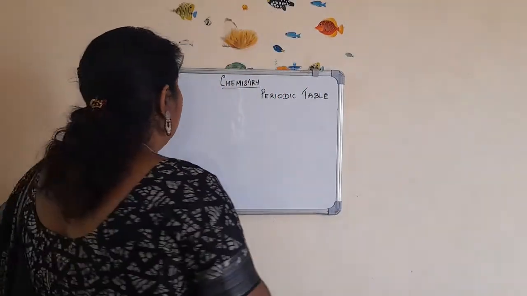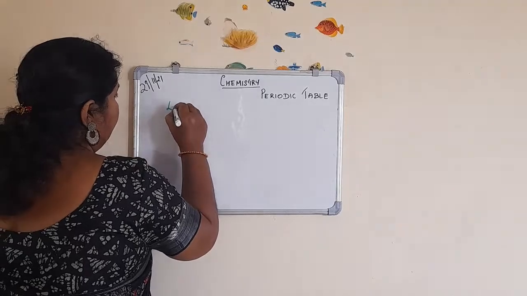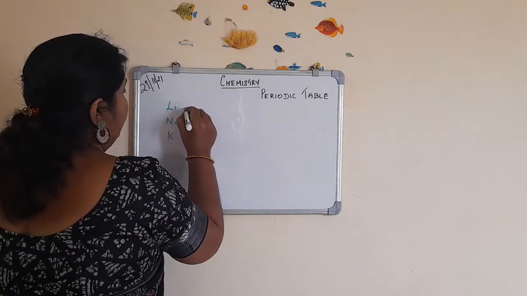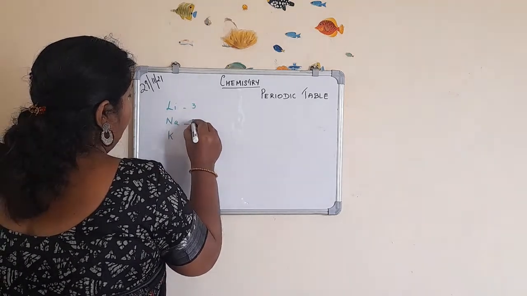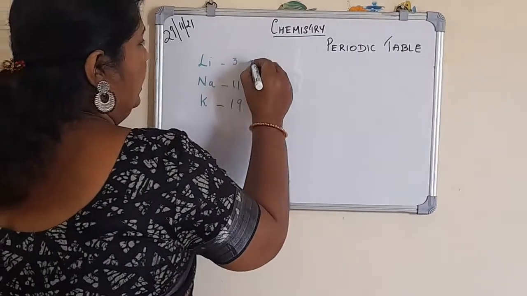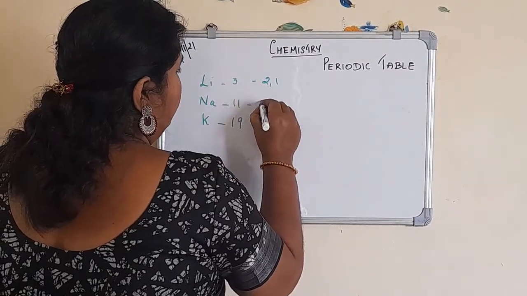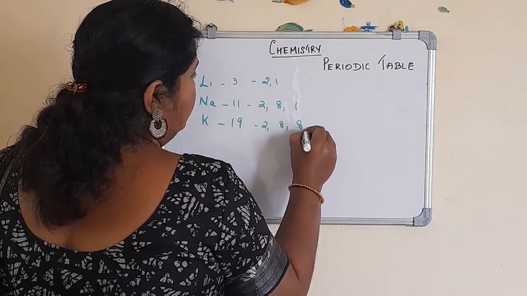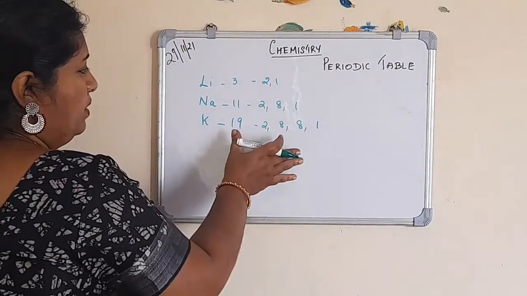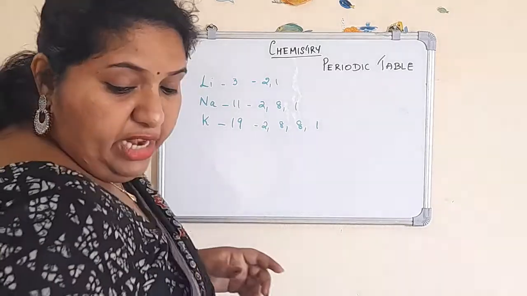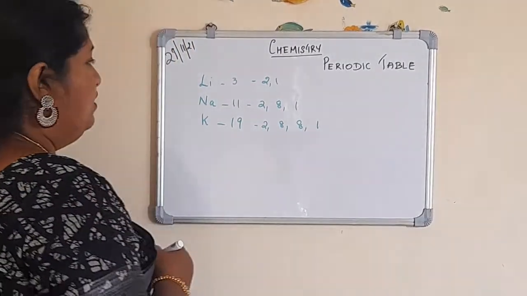I am going to write some elements here: lithium, sodium and potassium. As you all know, the atomic number of lithium is 3, sodium is 11 and potassium is 19. I am writing the electronic configuration here: 2, 1; 2, 8, 1; 2, 8, 8, 1. Now I am going to draw the Bohr atom model of these elements.